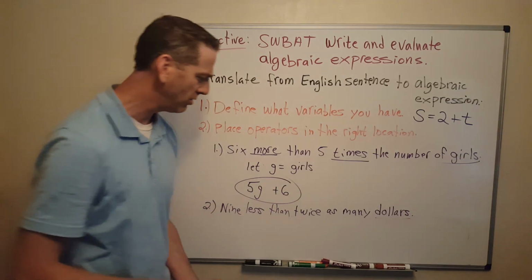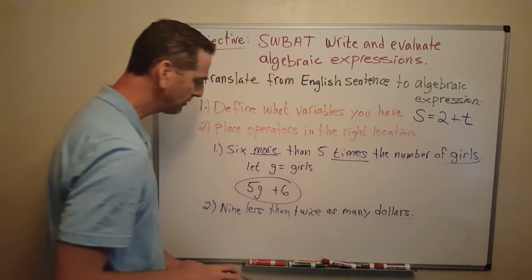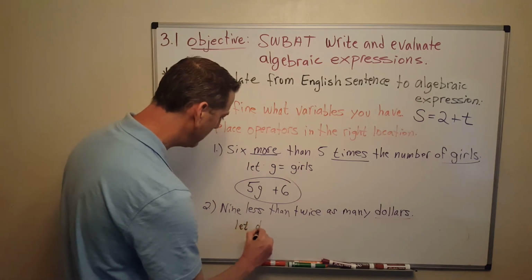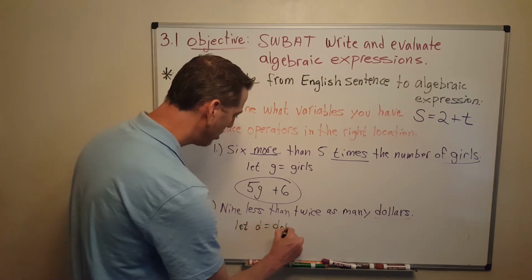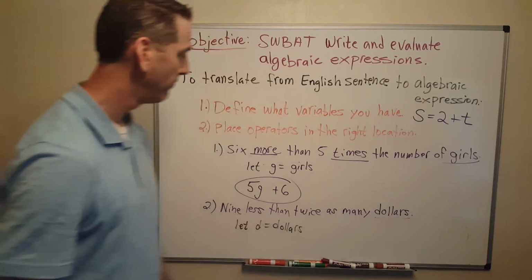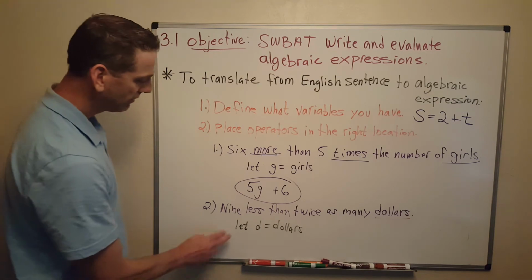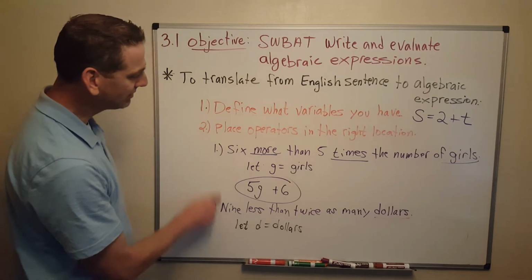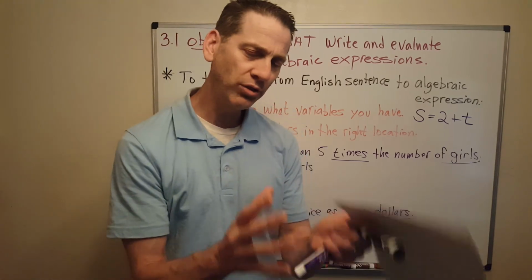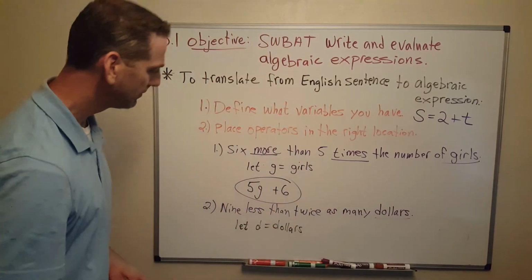So let's go ahead and let D equal dollars. What am I doing? I'm defining my variable. So now let's see if we can do step 2. Let's see if we can come up with an algebraic expression. Let's put the operators in the right place.